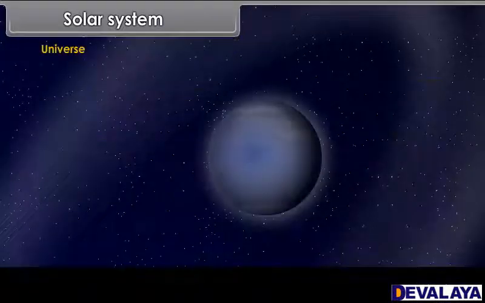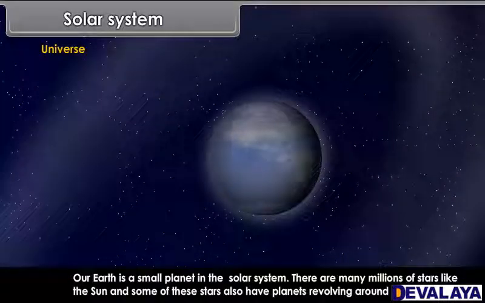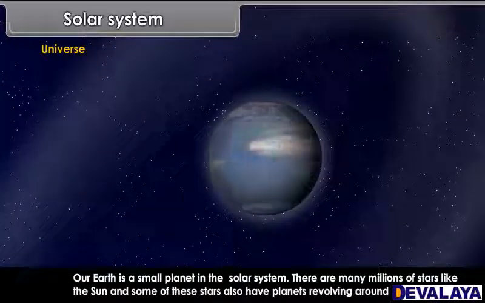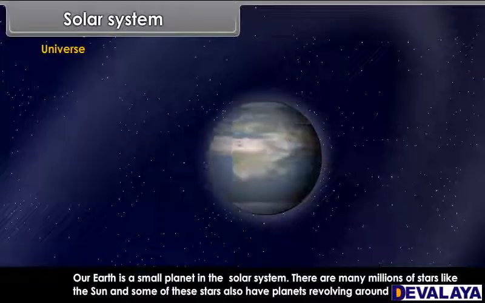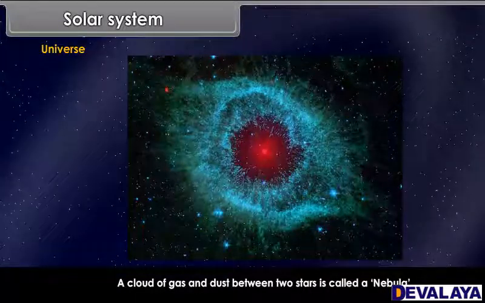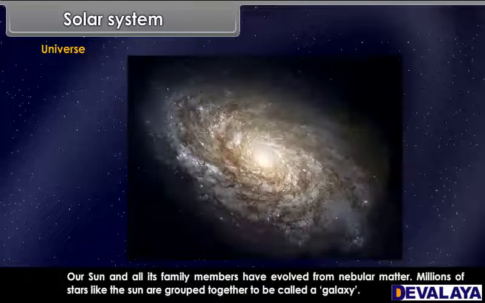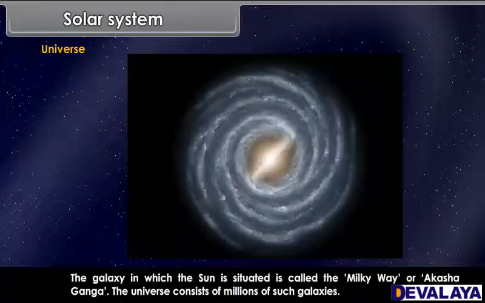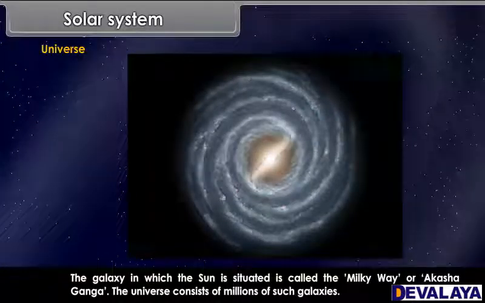Universe. Our Earth is a small planet in the solar system. There are many millions of stars like the sun, and some of these stars also have planets revolving around them. A cloud of gas and dust between 2 stars is called a nebula. Our sun and all its family members have evolved from nebular matter. Millions of stars like the sun are grouped together to be called a galaxy. The galaxy in which the sun is situated is called the Milky Way or Akash Ganga. The universe consists of millions of such galaxies.